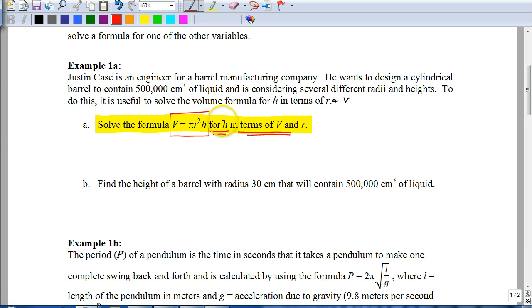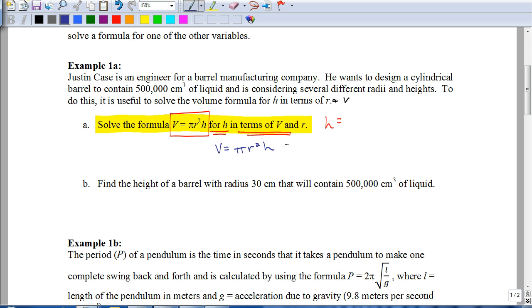But whenever you see this phrase "for H," or for whatever variable, that means that we want to get that variable by itself. So now I know my goal. I know my goal is to get my formula to say H equals something. Well, let's look back at the original formula.